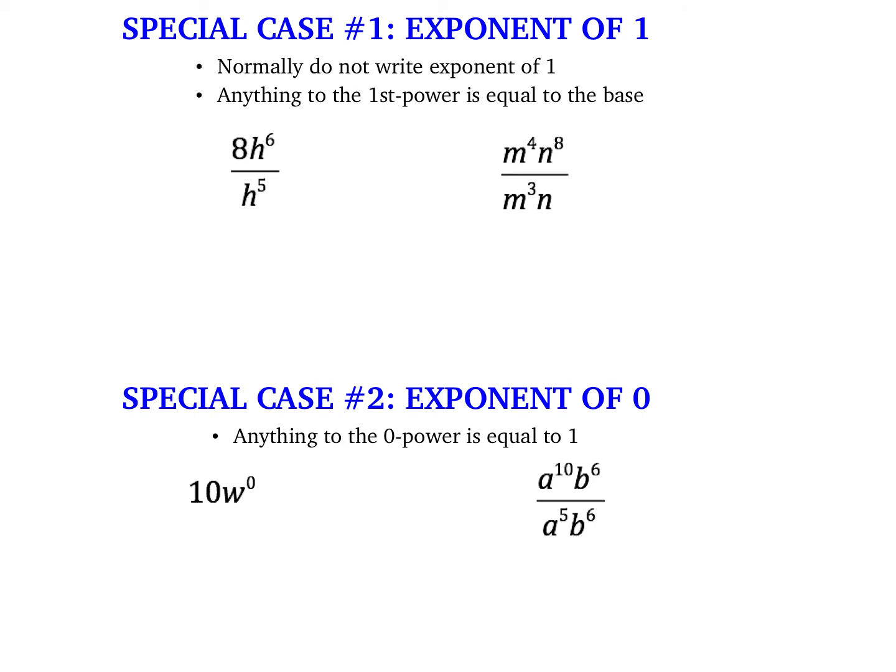So we're going to look at a couple of examples having an exponent of 1 and where you would see an exponent of 0. Again, normally you don't write an exponent of 1, and anything to the first power is just the same as the base without an exponent there.